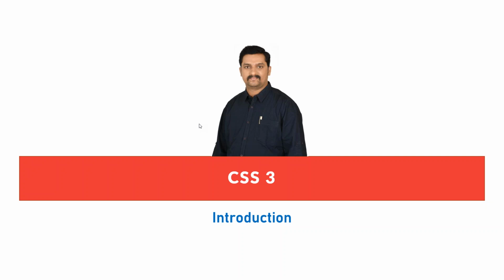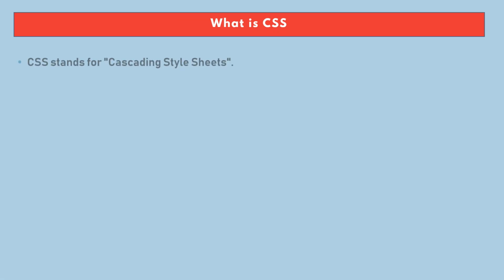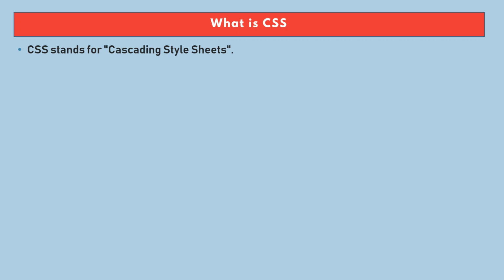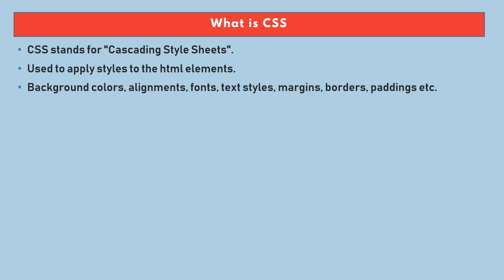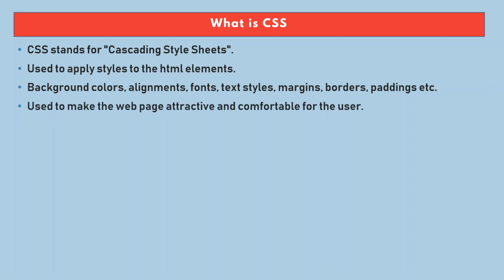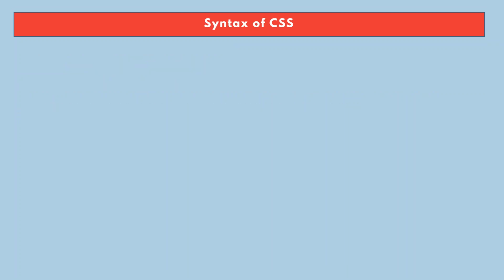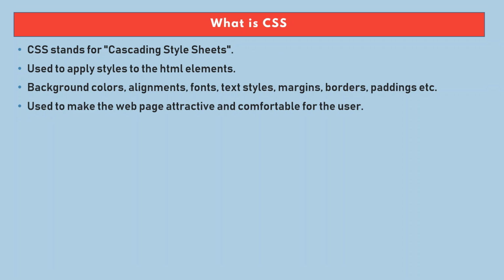What is CSS3? Let us understand. CSS stands for Cascading Style Sheets. It is used to apply the styles to the elements. Using HTML we can create elements, but using CSS we can apply the styles to the elements such as fonts, colors, margins, borders, paddings. Any kind of beautification part comes under CSS only. In order to make the web page attractive, we have to use CSS.